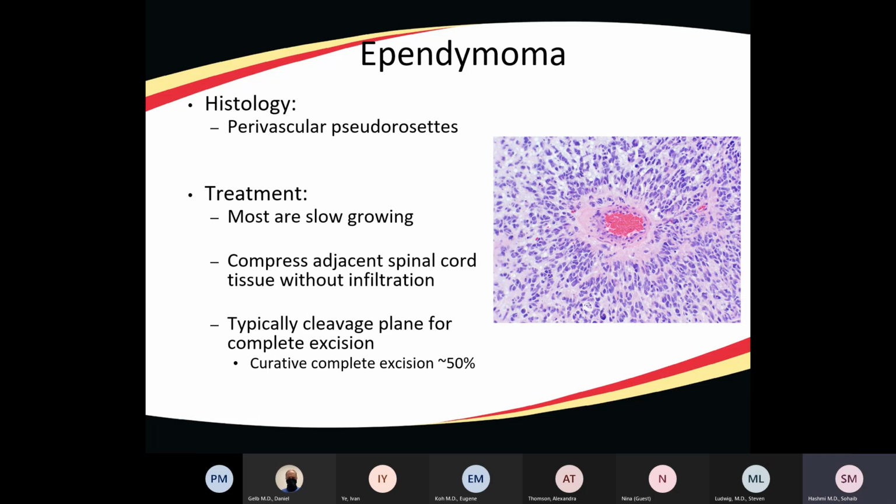And this is the characteristic histopath, which has perivascular pseudorosettes. Most of these are also slow growing, as it's a nerve tissue tumor. However, because of the area in the cervical spine that it usually affects, it can have significant spinal cord compression, however will not infiltrate into that. And so if we do have surgical management for this, it becomes a little bit easier than some of the other tumors to tease off, rather than having a tumor that totally encases nerves and having to peel that off.